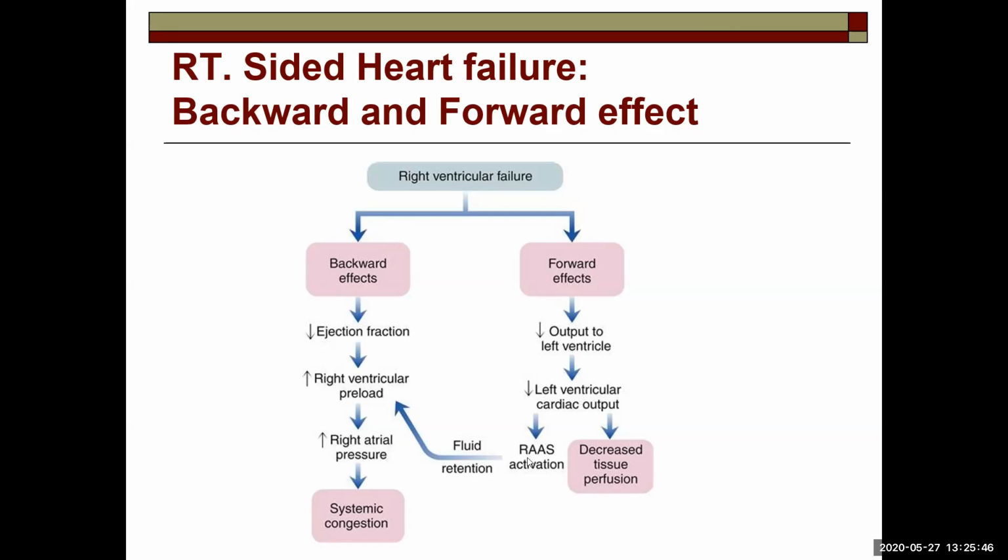So the RAS is going to be activated, fluid retention. Again, above all that, you're going to have more fluid retention. So you tell these patients stay away from salt for sure, because they're already activating the RAS. If they take more sodium, you're going to have more fluid retention. They're going to be in a worse situation.